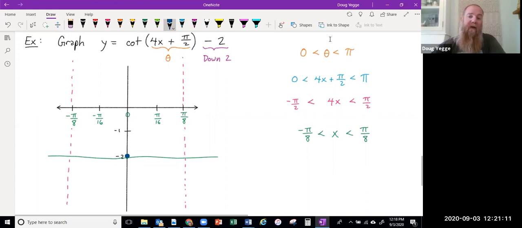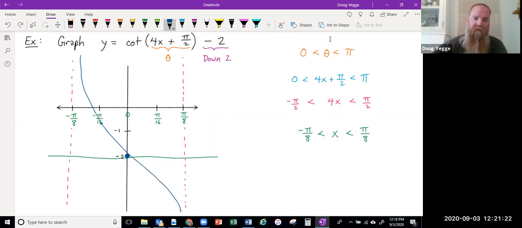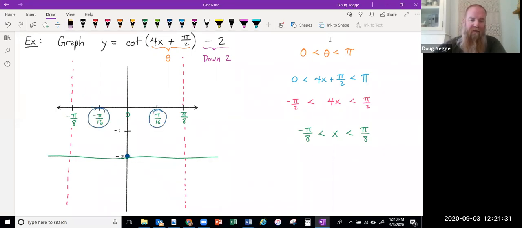One more thing to recognize about cotangent is that it is decreasing in between asymptotes. So now I recognize that in general, this is going to look something like this, where it's going to cross through at -2. We just need to find those other 2 points that are going to occur at pi over 16 and at negative pi over 16. So keep in mind that the way we do that is by remembering what the coefficient is. The coefficient here is telling me what the stretch is.